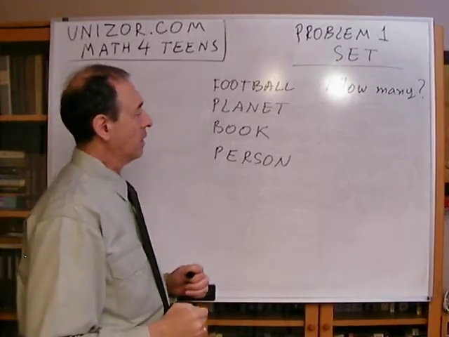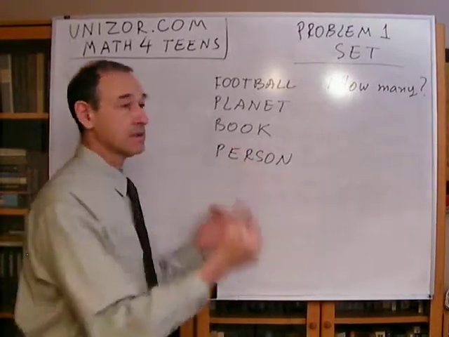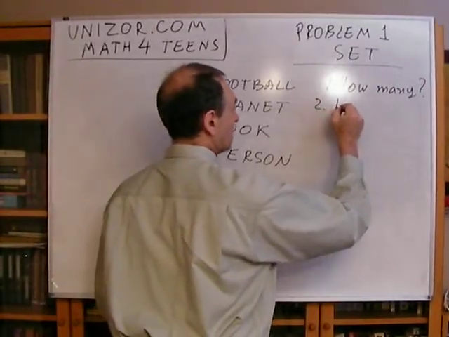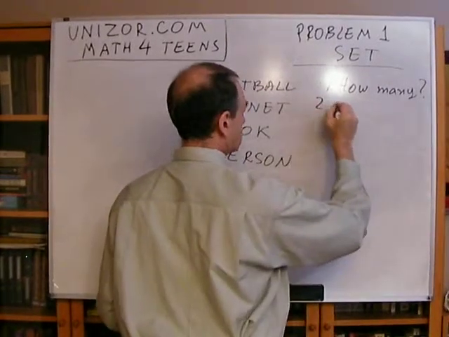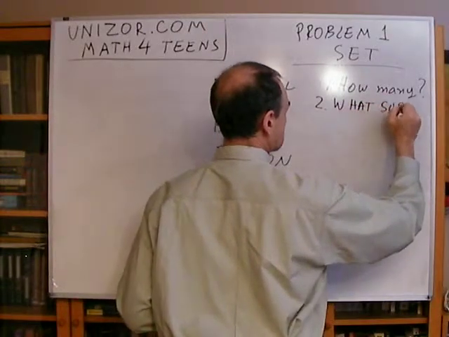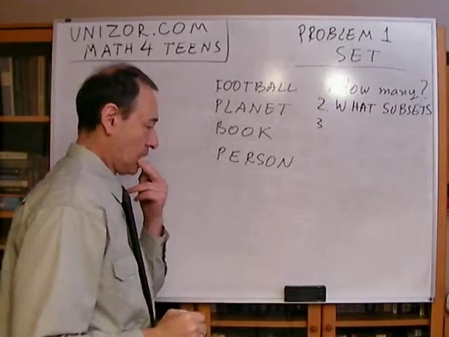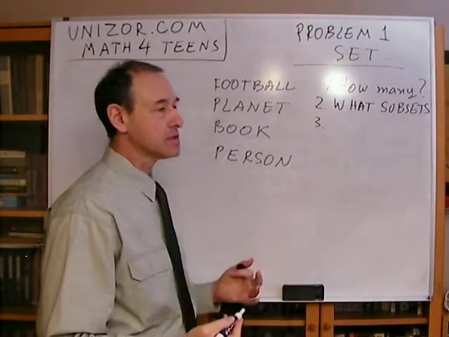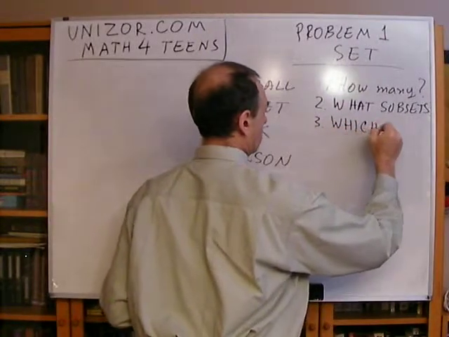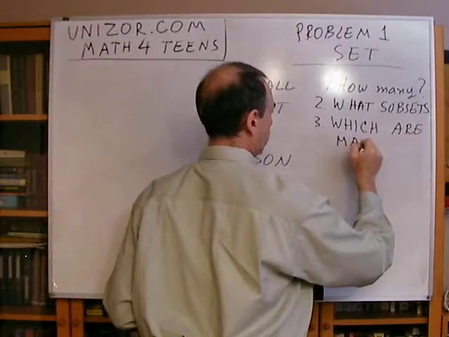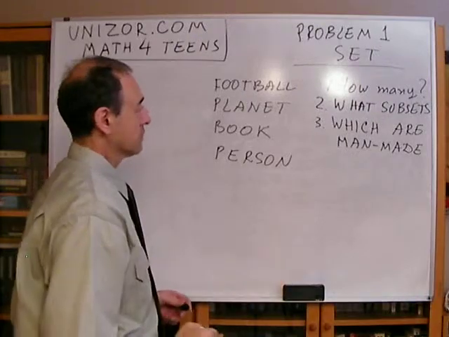Well, number two, consider the subsets of this particular set. If you can actually point to this is a subset and this is a subset, that would be great. So question is, what subsets? Question number three. If I will ask you which elements are man-made, you should be able to basically tell me which are man-made. Which will be a subset, obviously. Well, that's about it for this very, very simple exercise.